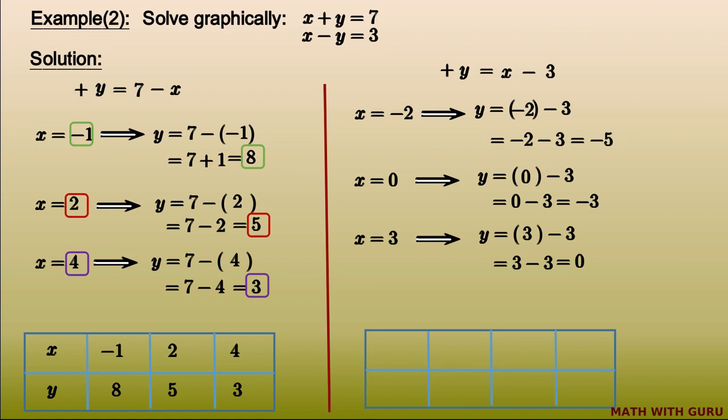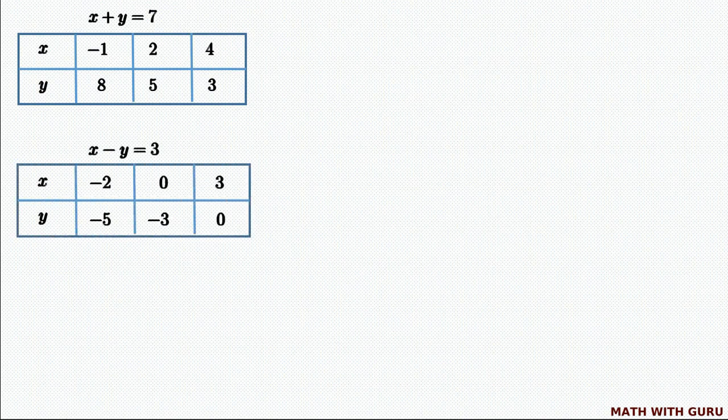Let us form a table. x equals minus 2, the corresponding value of y is minus 5. For x equals 0, value of y is minus 3. If x equals 3, y equals 0. Let me carry these two tables to the next page. These are the two tables.